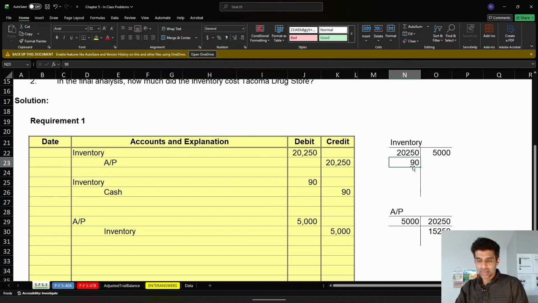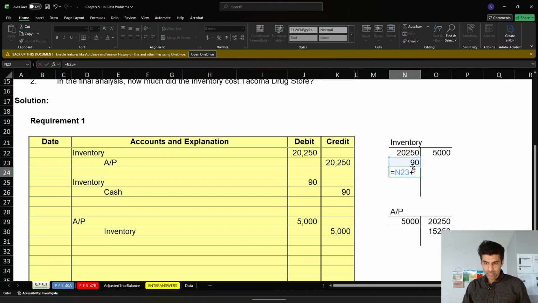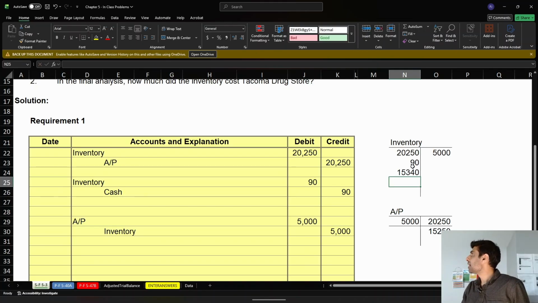And my inventory balance is now properly reflecting my cost. How much have I paid? I mean, I haven't paid for it yet, okay? But at least it's the theoretical cost.